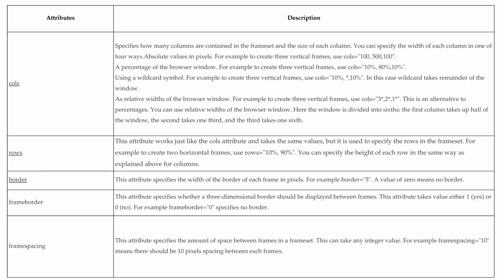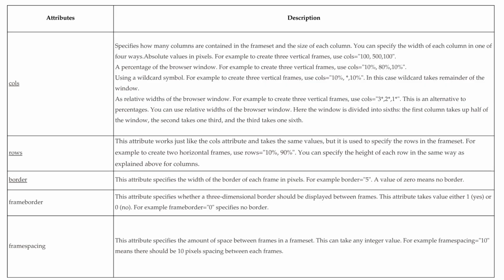Attributes: cols specifies how many columns are contained in the frameset and the size of each column. You can specify the width of each column in one of four ways. Absolute values in pixels. For example, to create 3 vertical frames, use cols="100,500,100". A percentage of the browser window.